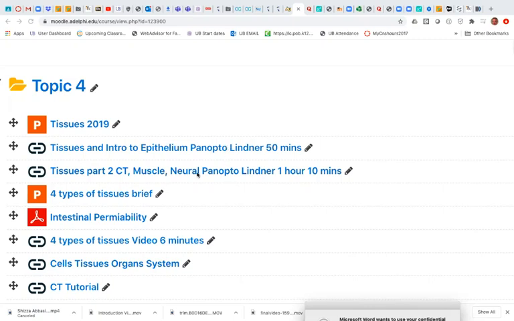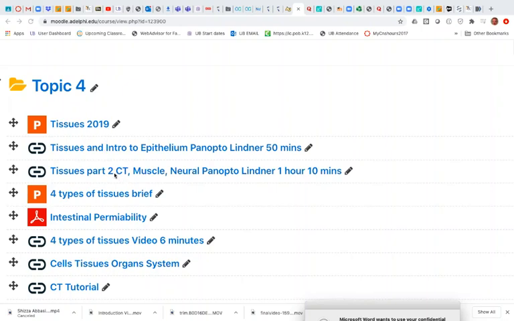And then here, since muscle and nerve is fairly quick, I probably teach it in less than 10 minutes. Then we have connective tissue. That's what the CT is here. Connective tissue I put together in the second part. That's an hour and 10 minutes. Okay. If you want to get ahead, jump on this.